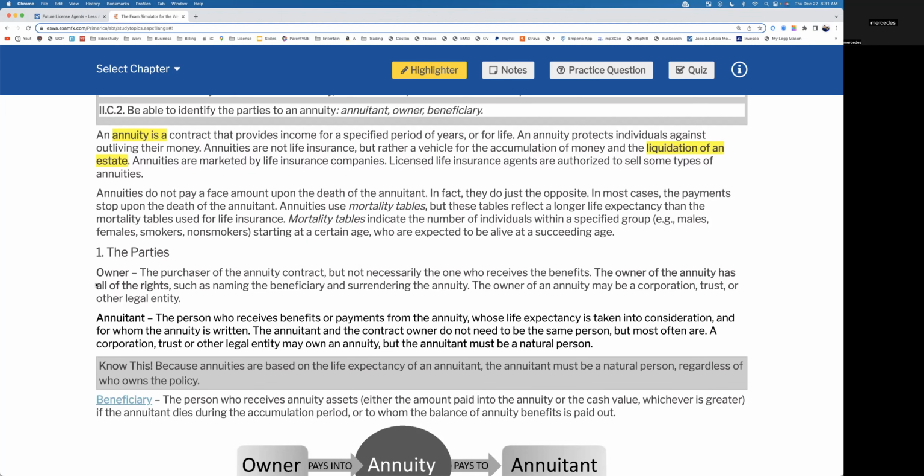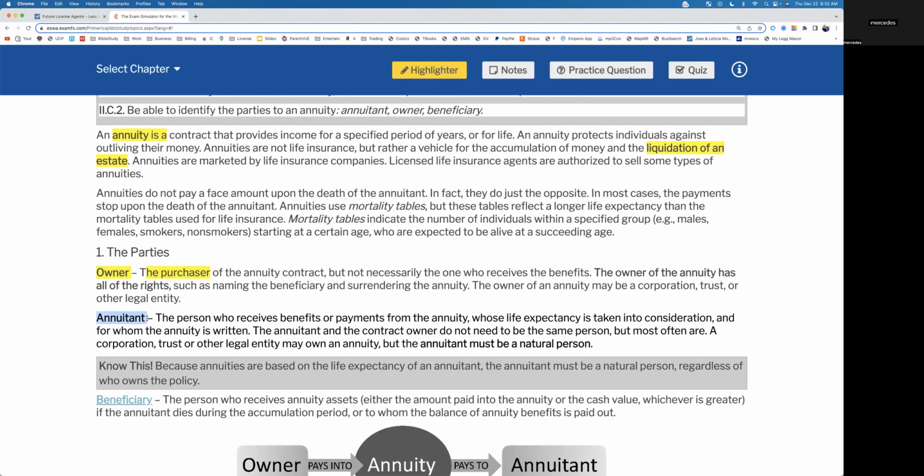Because with annuities, the money you put in, you can't take it out. There are penalties, like a 7% penalty. So you don't want to put your money in an annuity if you're going to need it in 3 years or 1 year. If you want to save it for retirement, yeah. There's an owner of an annuity, which is the purchaser.